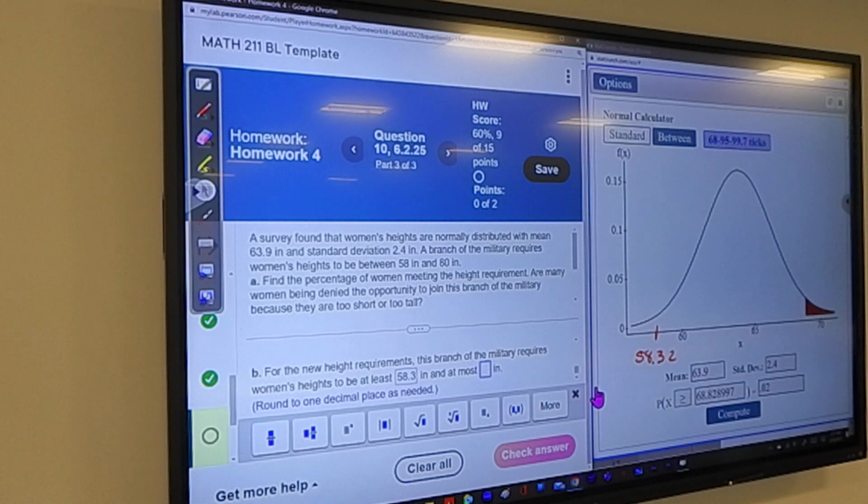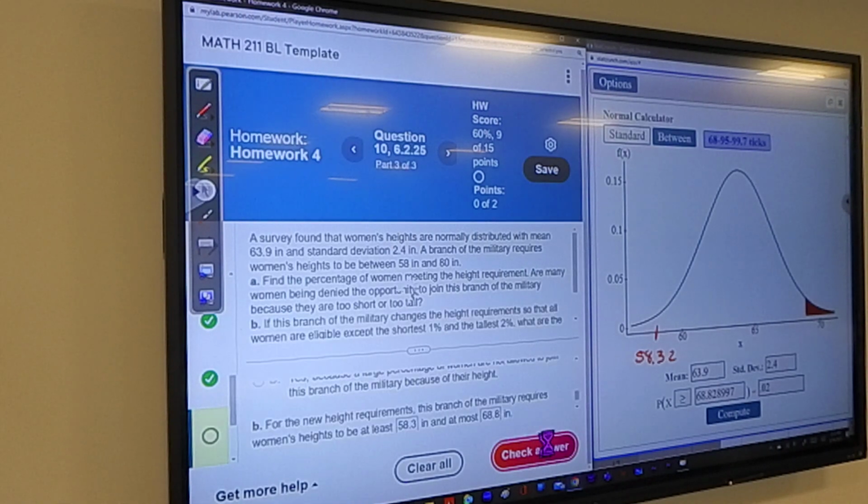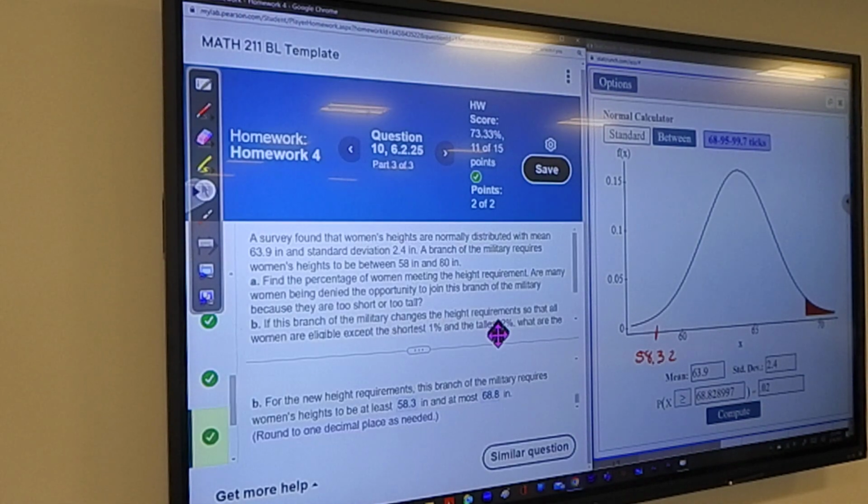But that's what the top 2% comes out to be, so 68.8. They must have some tiny airplanes. Little miniature tanks.